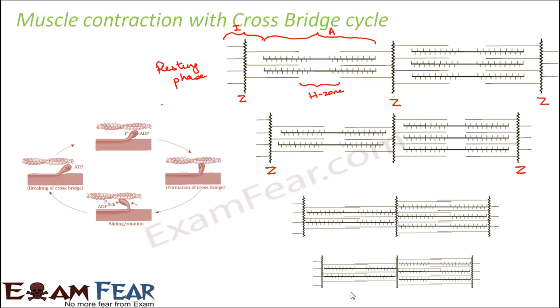So contraction is taking place, and what else is happening? If you look at the length of this A, that is the dark band, that is not getting affected because that remains the same. What is getting affected is the width of the H zone. So the width of the H zone is reducing, and here if you see, there is no H zone at all because there is complete overlap. So that means the H zone width will keep on reducing, and this is how muscle contraction takes place with the cross bridge cycle.